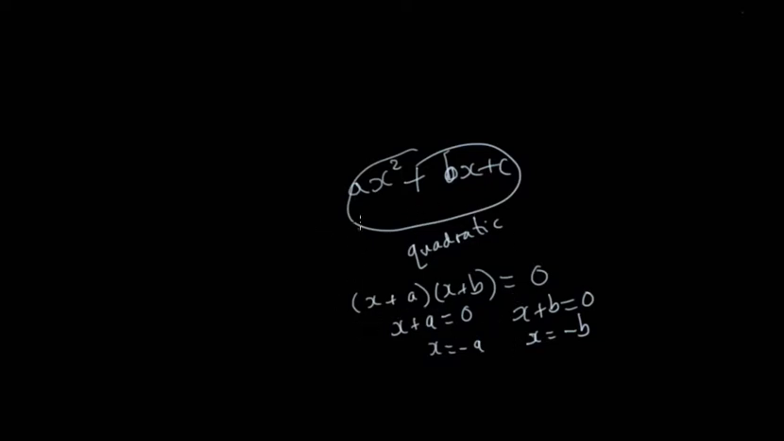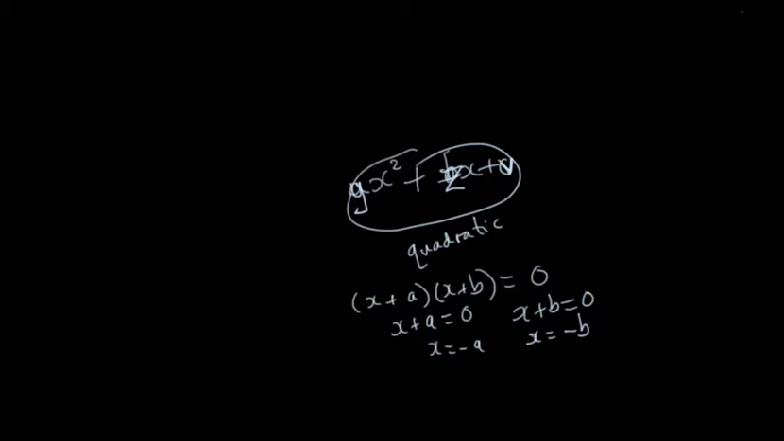I'm going to change these. I'm going to call that y, I'm going to call this z, and I'm going to call this v. There you go. So this equation here would have two solutions, minus a and minus b. We'll see how that works out.